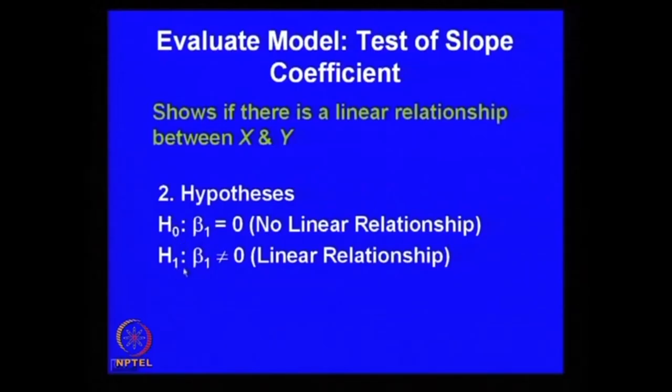If H naught is rejected, that means if the two-sided alternative hypothesis beta 1 not equal to 0 is accepted, it says that there is a linear relationship between the regressor variable x and the response variable y, and x is of value in explaining the variation in y. This is the significance of the alternative hypothesis. Well, so how to perform this test?